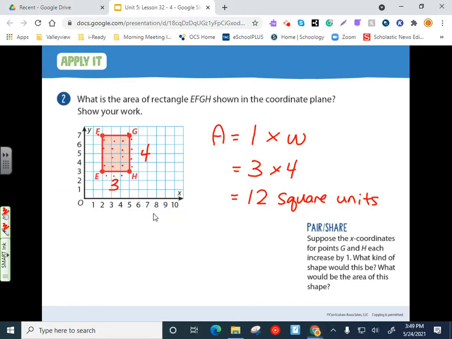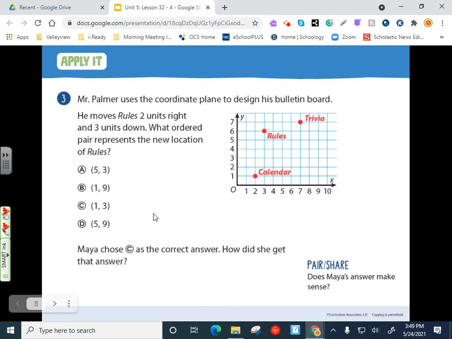All right, let's move on to 3. Mr. Palmer uses a coordinate plane to design his bulletin board. He moves rules 2 units right and 3 units down. So here's rules. I use a different color for that. He'll move 2 to the right, and then he'll move 3 down till he's at this point right here. And that point is 5, 3. It says, what ordered pair represents the new location? Well, we just wrote that on our coordinate plane.